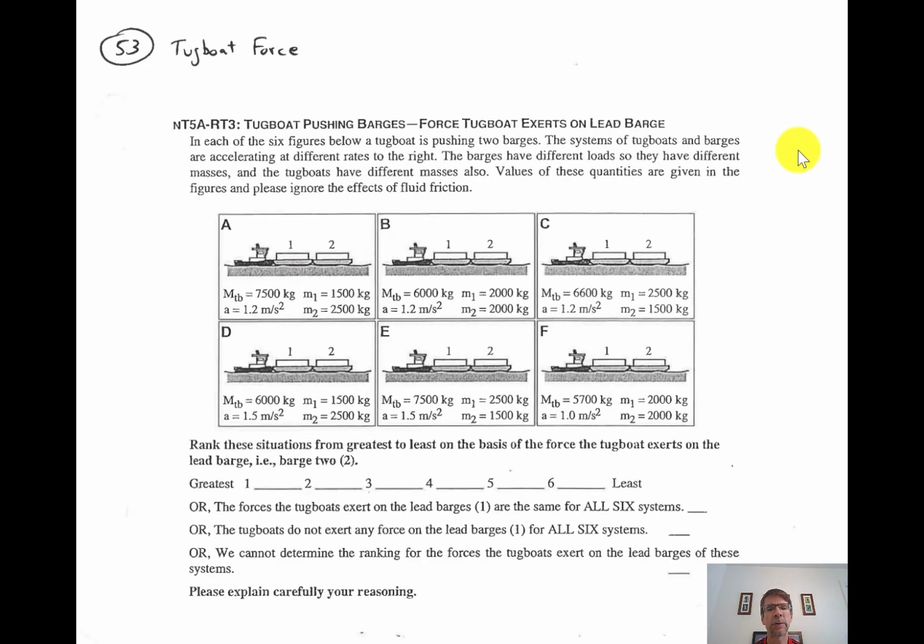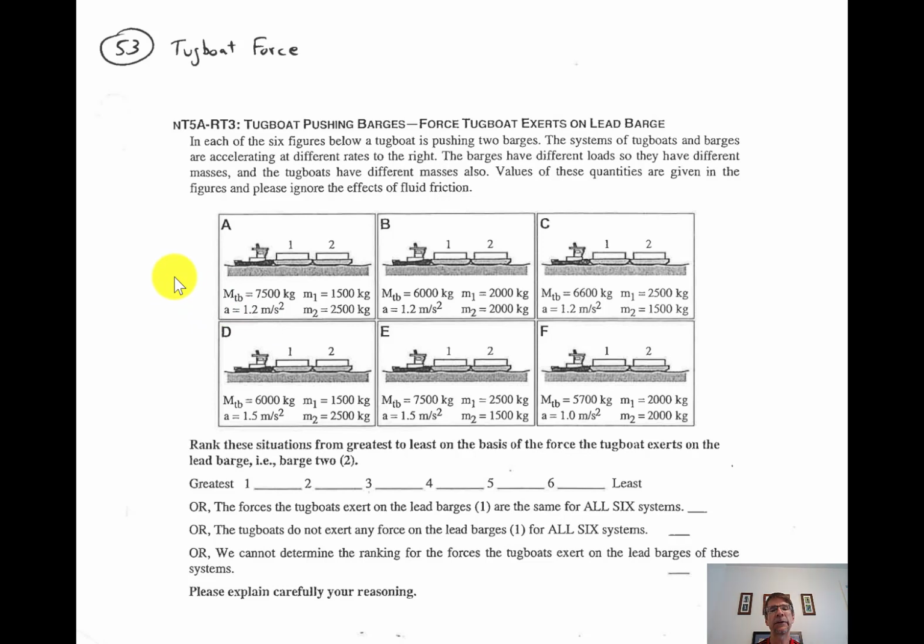Critical Thinking Question 53, Tugboat Force. This is a good exam review question. There's a bunch of sub-questions I could ask, but let me just go directly to the problem at hand. You have a tugboat on the left pushing on 2 barges. Barge number 1 is in the middle and barge number 2 is ahead of it. Everything is being pushed to the right, and it gives you the masses of the tugboat and the barges, and the current acceleration, and they're all accelerating to the right.